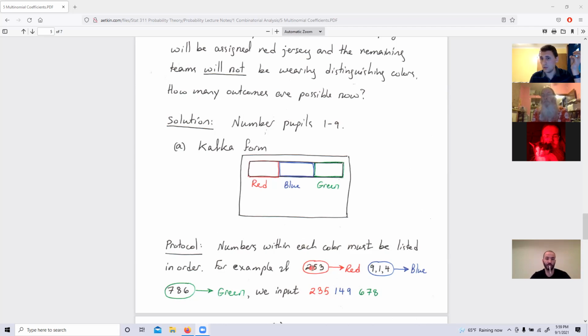This is not good enough, because 2 has to be followed by a larger number, and this must be followed in turn by a larger number. Yes, so each team gets a shirt, right? So the blue team, here is the code for the blue team, and the green team, here is the code for the green team. Yes?